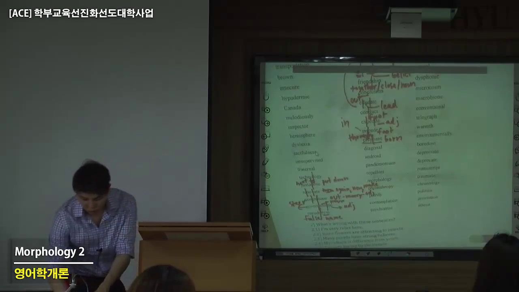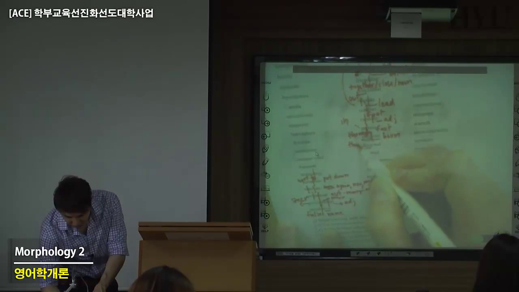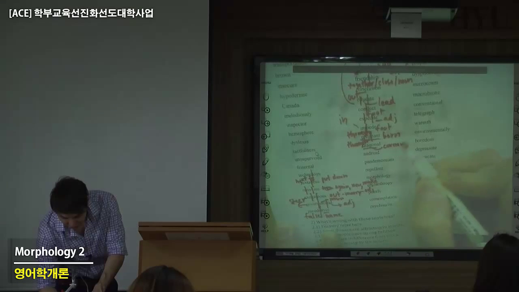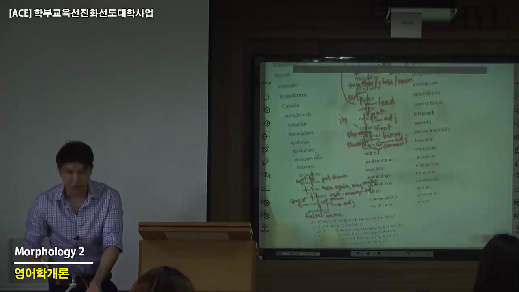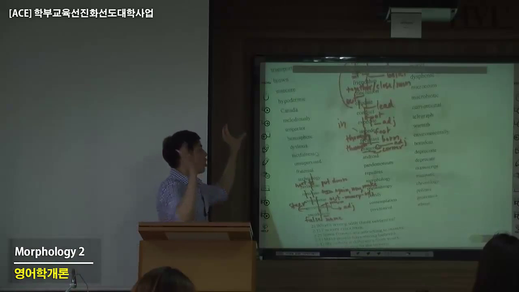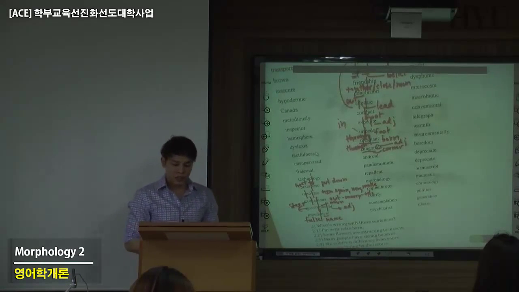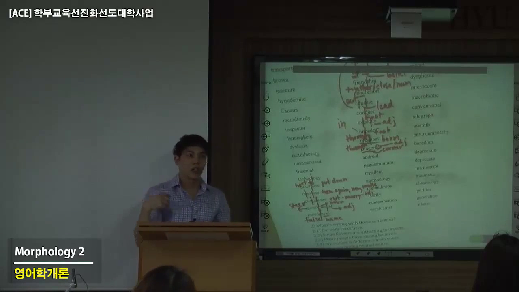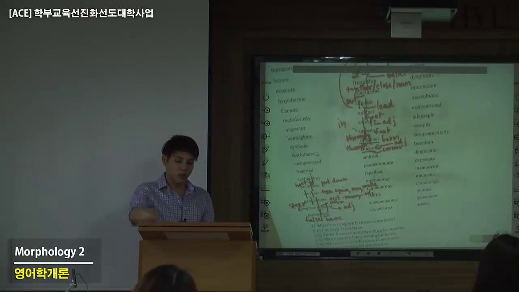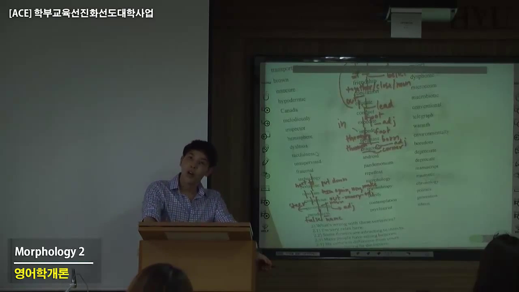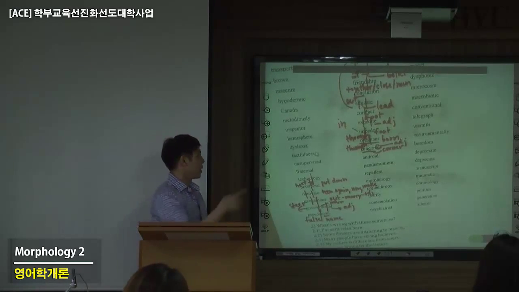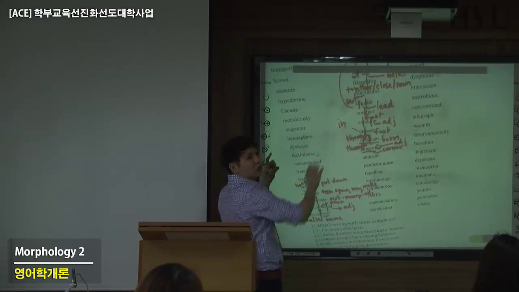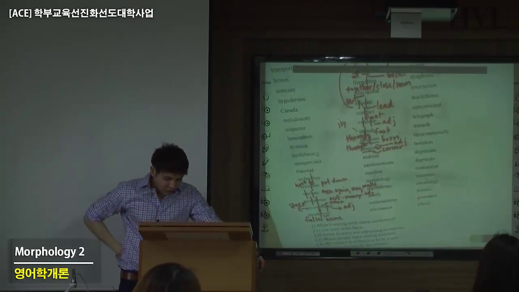Dia is through as well. Through, and gon is corner. And al is adjective. So there are three morphemes here: dia, gon, and al, right? Dia is through, like diameter, like that. Through, like something goes through. And then gon is angle, and then al is the adjective. So diagonal is a line that you can start from one corner to the other corner, like that, diagonal.